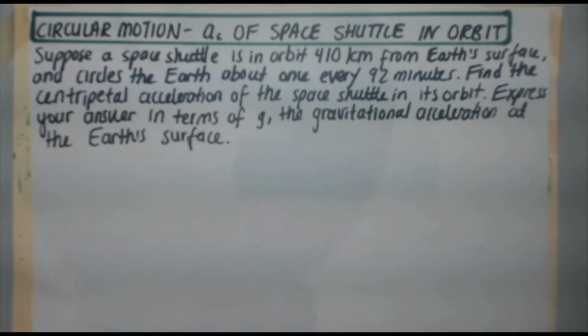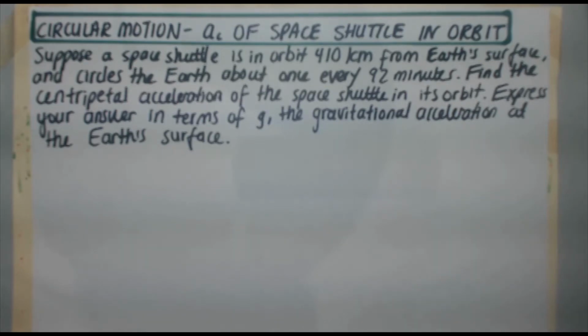Centripetal acceleration of space shuttle in orbit. Suppose the space shuttle is in orbit 410 kilometers from Earth's surface and circles the Earth about once every 92 minutes. Find the centripetal acceleration of the space shuttle in its orbit. Express your answer in terms of g, the gravitational acceleration at the Earth's surface. Okay, so let's get started.